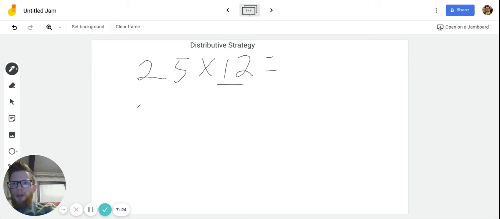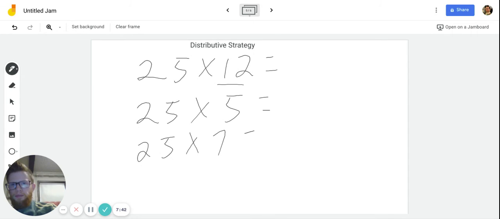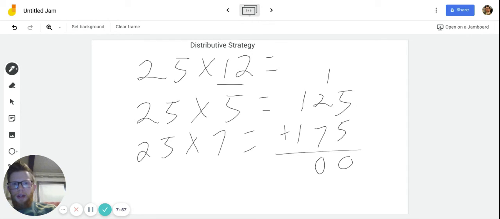I can say 25 times 5, and then 25 times 7, because 7 plus 5 equals 12. I know that 25 times 5 gives me 125, and then 25 times 7 would give you 175. I add these together, and I get my answer of 300.